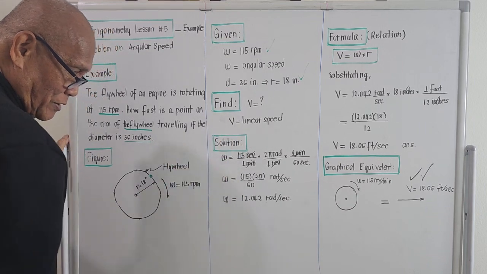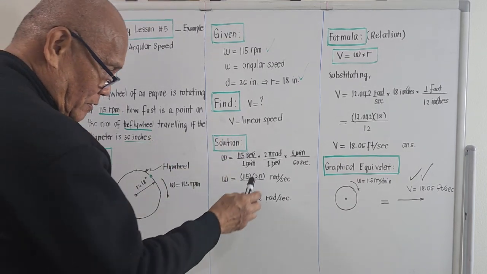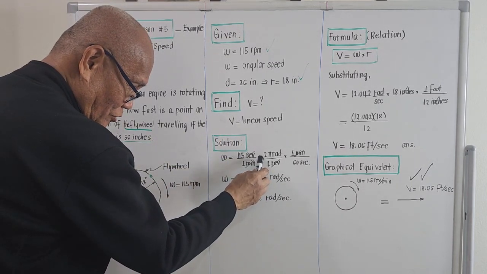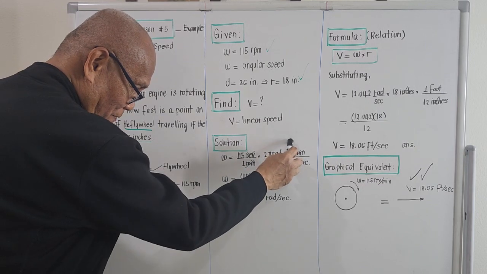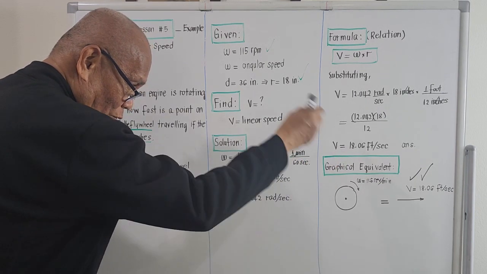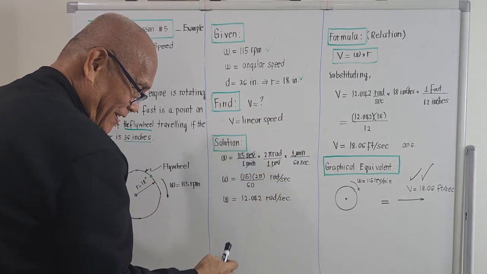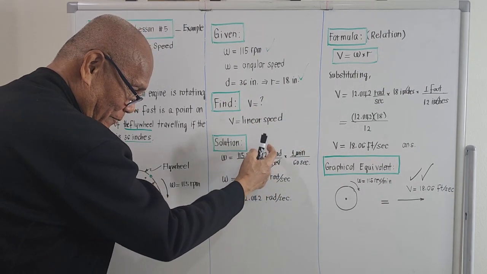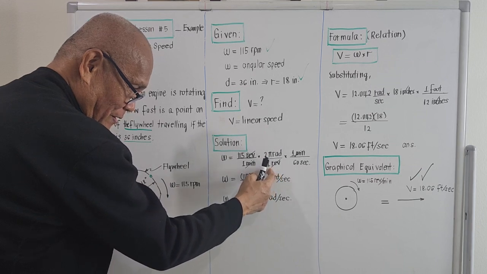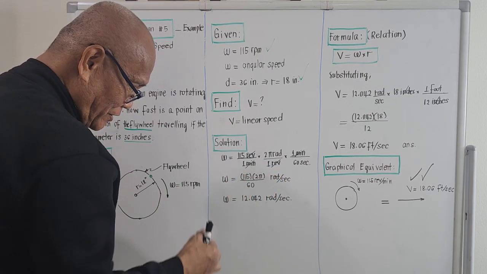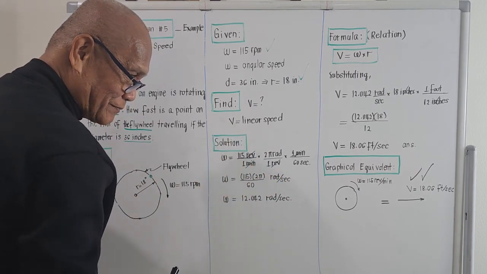Converting this to radians per second, times, the operation is multiplication, 2 pi radians per 1 revolution. One complete revolution of a circle is 2 pi radians. So this is multiplied by 2 pi radians per revolution. And we shall convert this minute here to second.